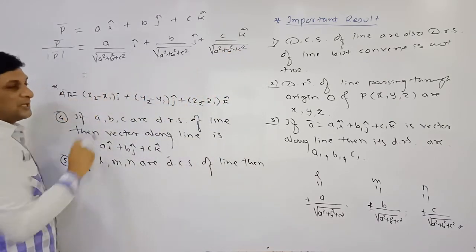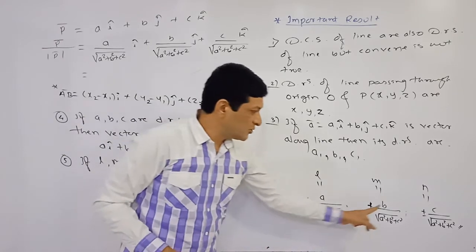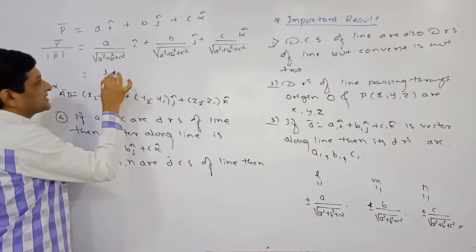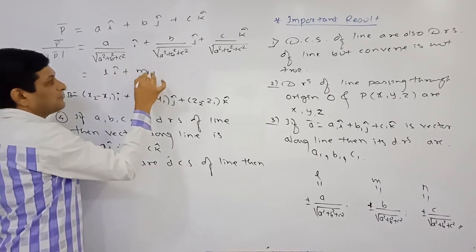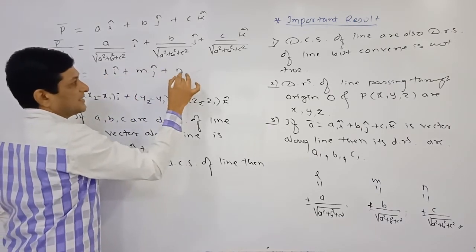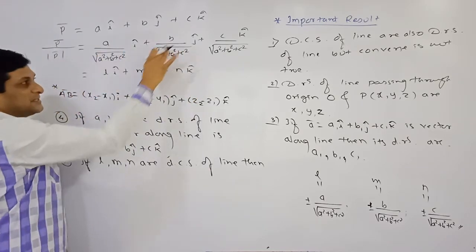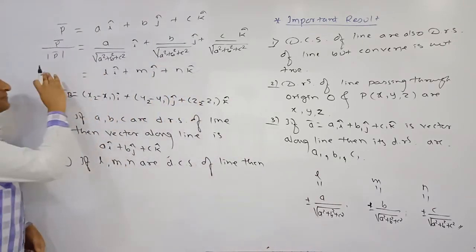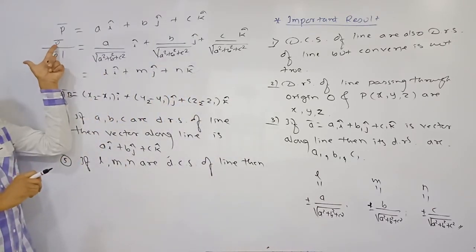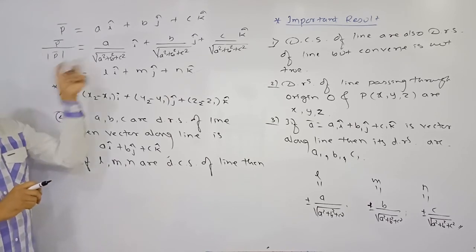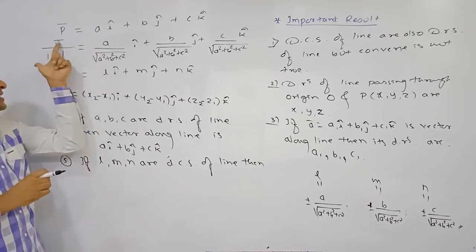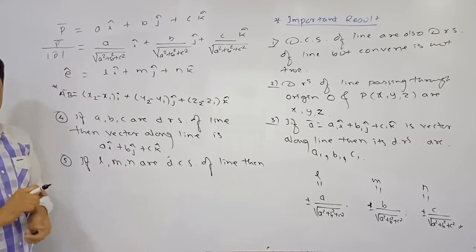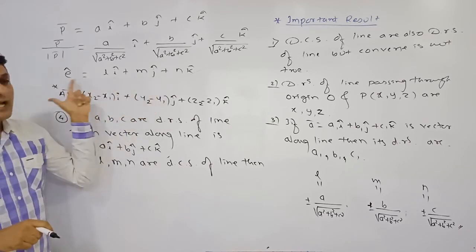Already we have proved that a upon under root, b upon under root, c upon under root are nothing but L, M, N. So this is the value of L, this is M, and this is N, with i cap, j cap, k cap. Already we have proved this result. Now observe the left hand side. If we divide a vector by its magnitude, we get a unit vector. That is the formula of a unit vector: any vector divided by its magnitude is a unit vector. Here I am denoting that unit vector by e cap, the unit vector along that line.